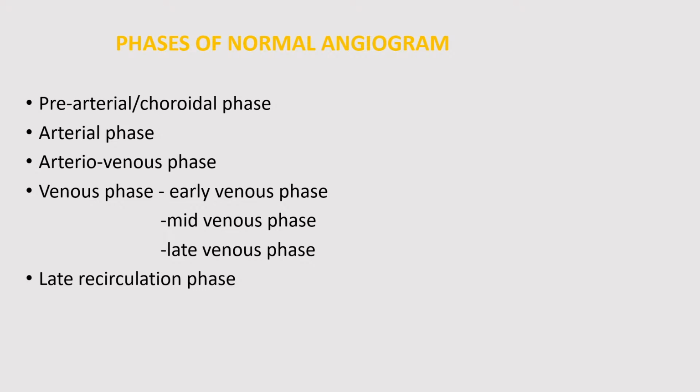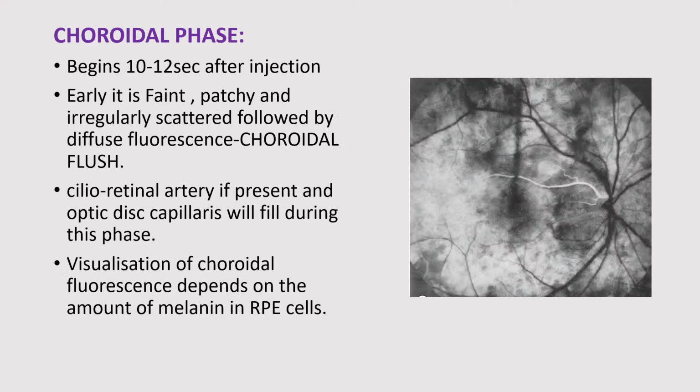Phases of a normal angiogram: pre-arterial choroidal phase, arteriovenous phase, venous phase (early venous, mid-venous, late venous), and late recirculation phase. The choroidal phase begins 10 to 12 seconds after injection. Early, it is faint, patchy and irregular, scattered, followed by diffuse fluorescence, the choroidal flush. The cilioretinal artery, if present, and optic disc capillaries fill during this phase. Visualization of choroidal fluorescence depends upon the amount of melanin in the retinal pigment epithelium cells.